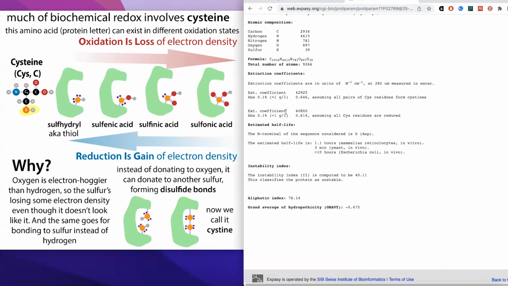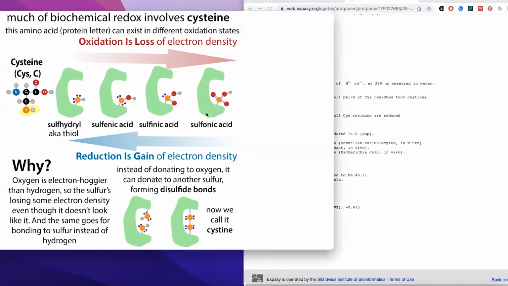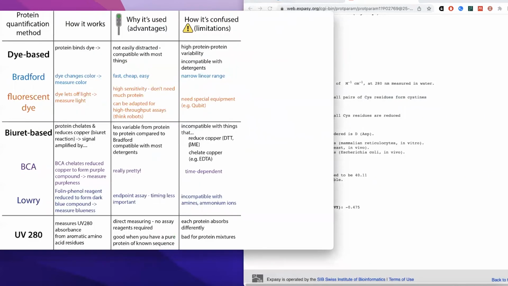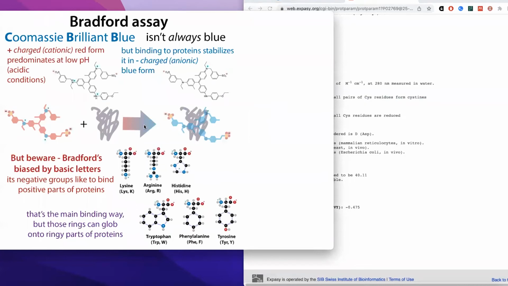There are other ways to measure protein concentration as well, and I have a post on that, different ways you can measure things. A common one is the Bradford method, where you use a dye that binds to proteins, and then you measure the amount of blueness, because the dye changes to a blue color when it binds to the protein.